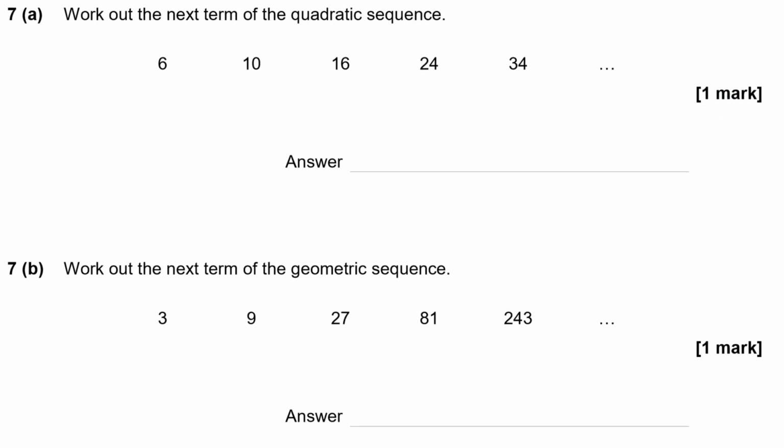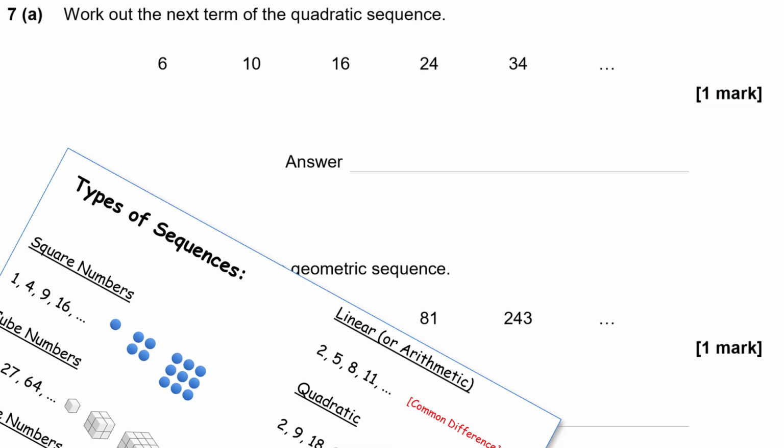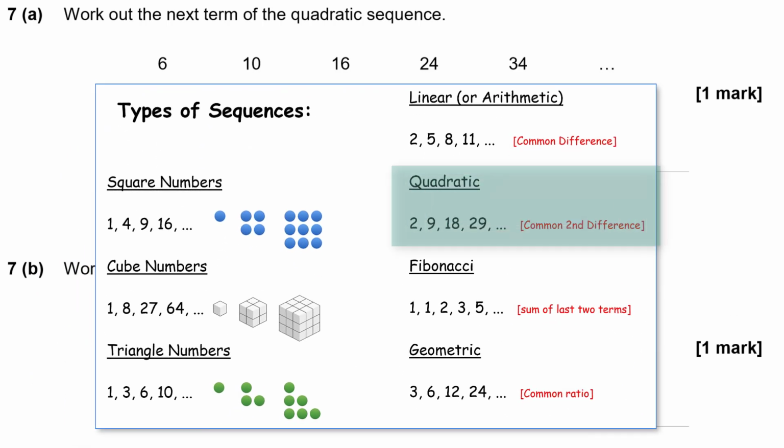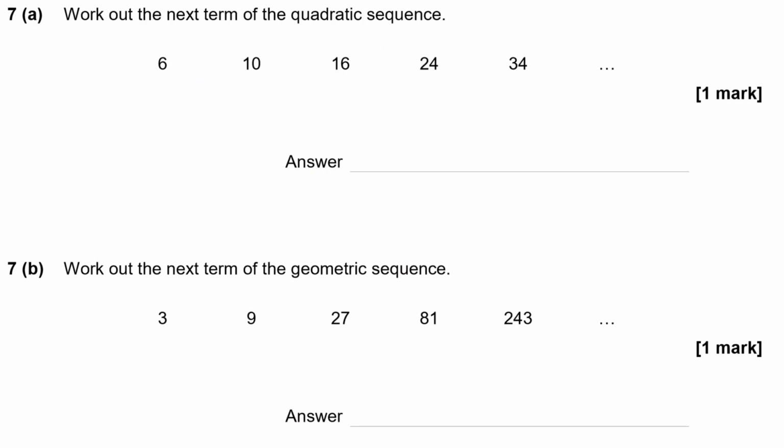Question 7a, work out the next term of this quadratic sequence. Now you remember from earlier we said that quadratic sequences have a common second difference. So if I'm going to go underneath here because it's got a bit more space. If I take from 6 to 10, 10 take away 6 is 4. 16 take away 10 is 6. 24 take away 16 is 8. And 34 take away 24 is 10.